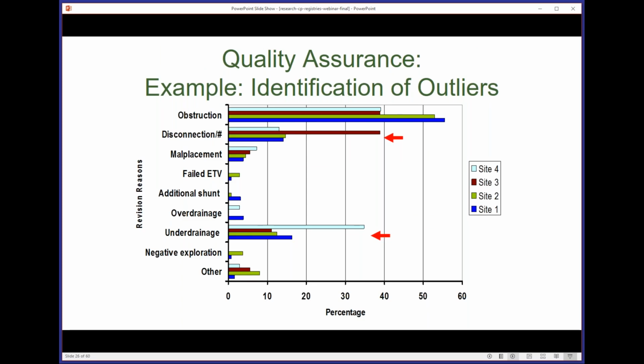We also use it for quality assurance, to identify outliers, and this is a good example. You see the reasons why shunts were failing. You could see in the disconnection group, that Indian red or brown column, one site skyrocketed, and I'll unblind that site. At the time I was at Salt Lake City, and that is Salt Lake City.